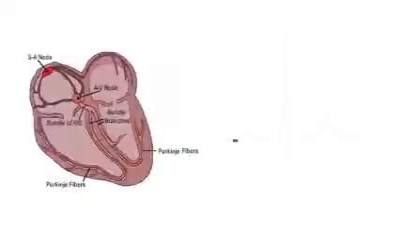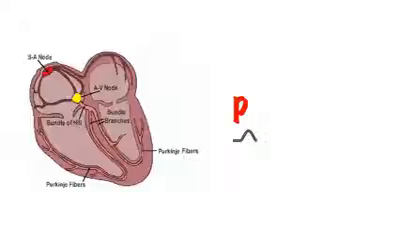The impulse starts in the SA node and depolarises throughout the atria, travelling from right to left and to the AV node via intranodal tracts. The depolarisation causes the atria to contract and fill the ventricles. This causes a relatively small deflection on the ECG termed the P wave.